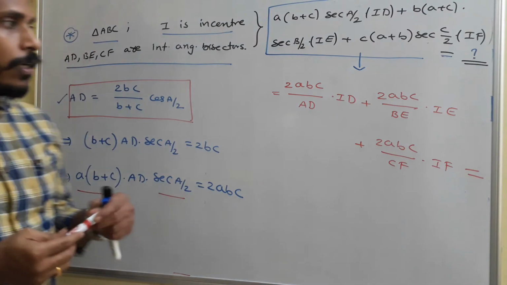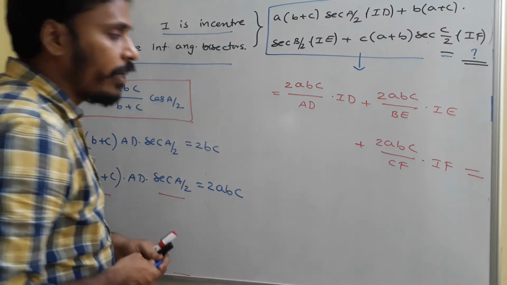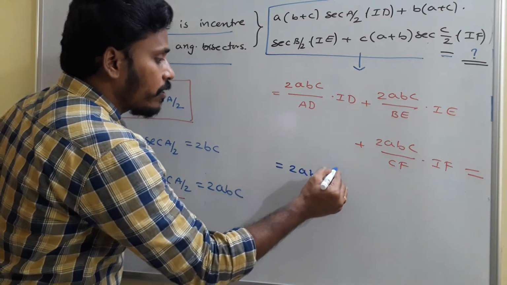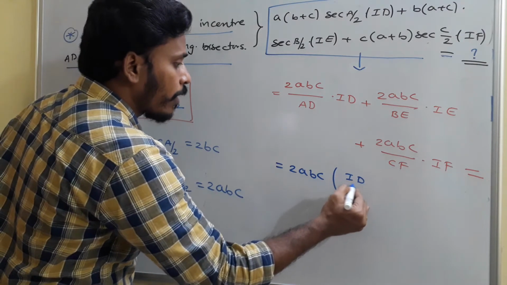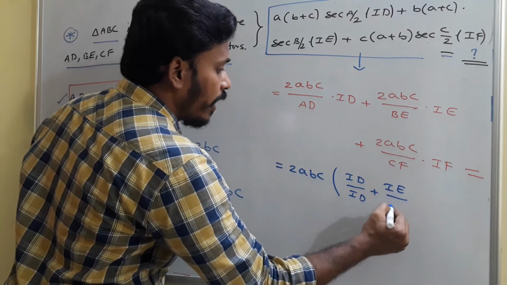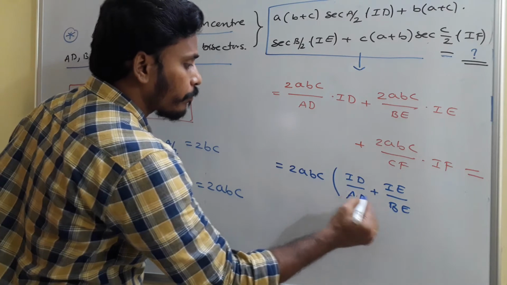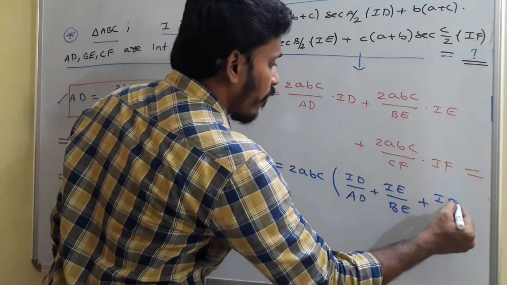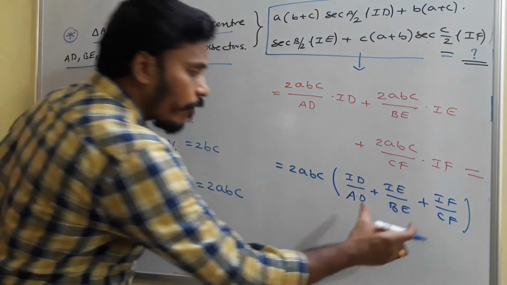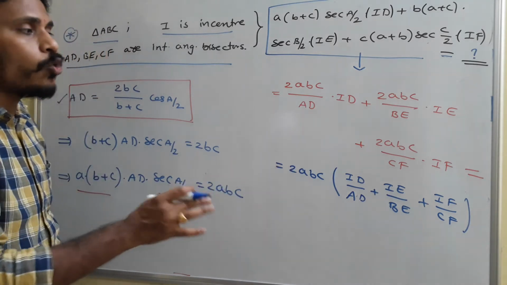Now if you observe, 2ABC is a common value for every term. You just pick out 2ABC, so you are left with ID by AD plus IE by BE plus IF by CF. Now if you find this particular value, that value into 2ABC is your answer.